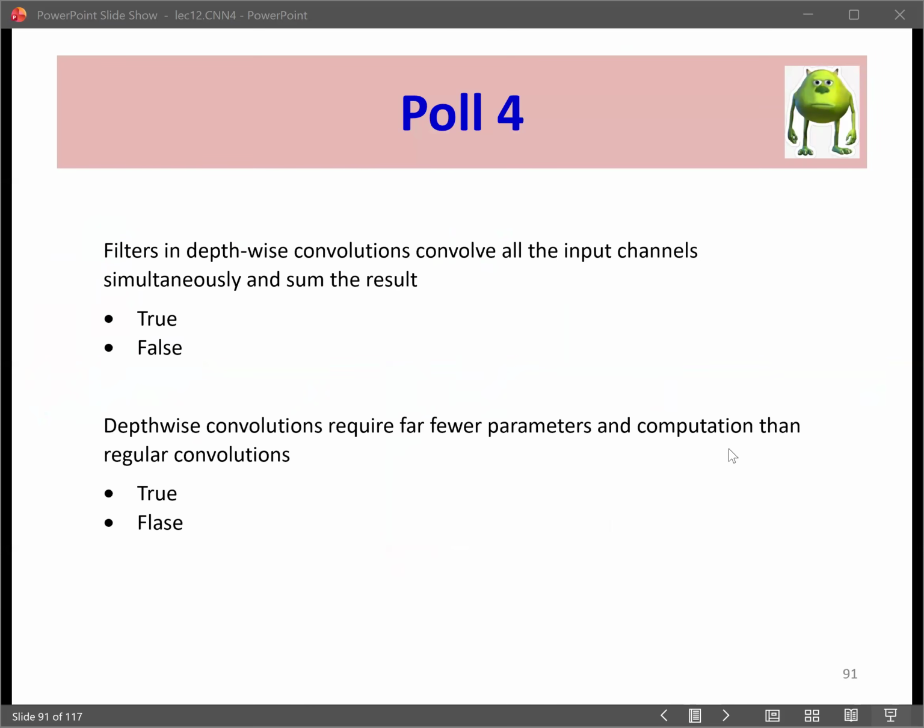So here is my final poll. Fifteen seconds, guys. Okay. Let me end this.